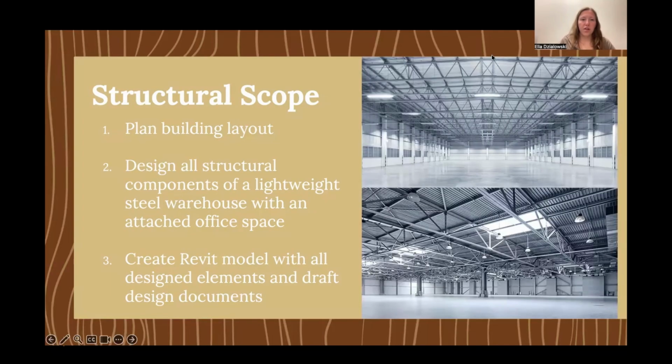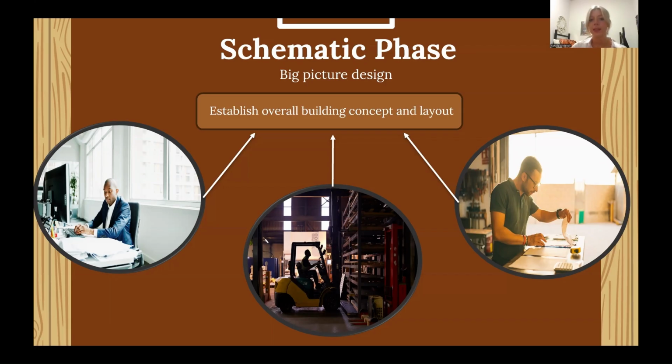Our project included three main steps. The first was to plan the building layout, which involved determining where our columns would go, where we would have big open spaces, and how we would arrange our building. The second step was to design all the structural components of our lightweight steel warehouse with our attached office space. Once we had designed all of the elements, we could move on to the third step, which was to create a Revit model with all the design elements and draft our design document so that this building could eventually be built.